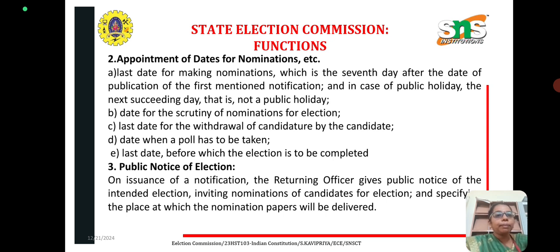All these dates are fixed by the State Election Commission. And next is the public notice of election, a function that is done by the State Election Commission. On issuance of notification, the returning officer gives public notice of the election, inviting nominations of candidates for election and specifying the place at which nomination papers will be delivered. These are all done by the State Election Commission.